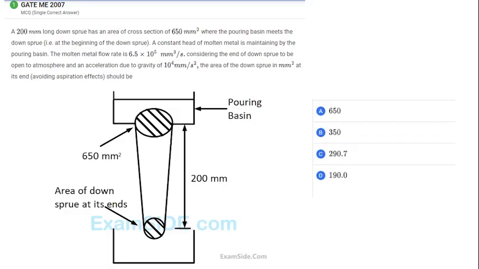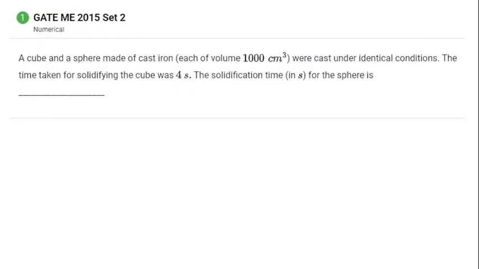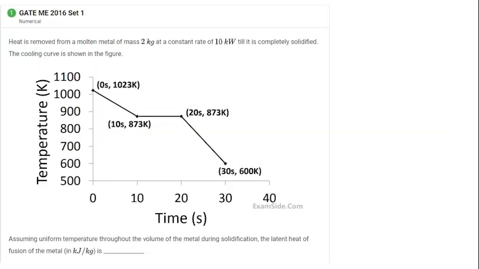Okay, let's solve some interesting questions. Everyone is getting bored. Solve this question.